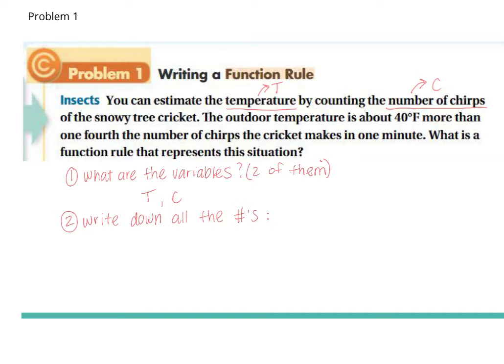Tessa? You have 1/4. 1/4, good. What else? Alan? 40 degrees Fahrenheit. Is there another one? Victoria? 1 minute. 1 minute, good. Excellent. Okay, we've got 1/4, 40 degrees Fahrenheit, and 1 minute.